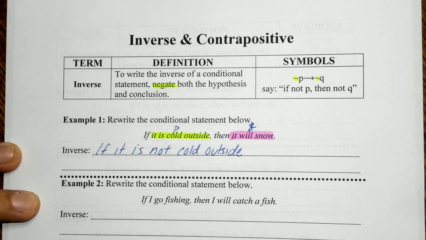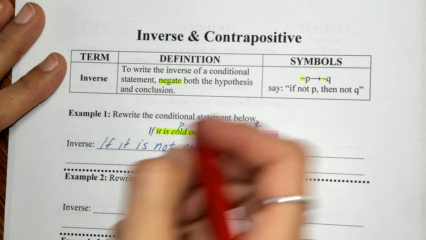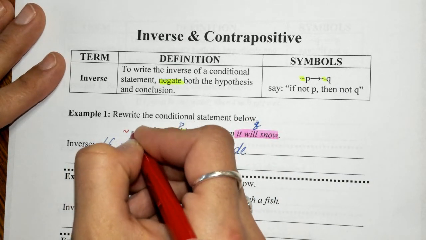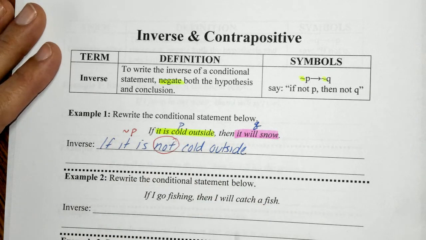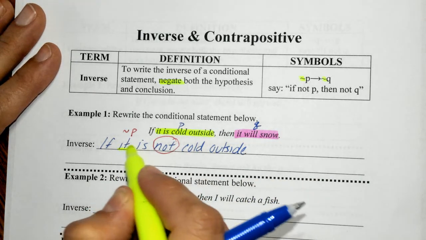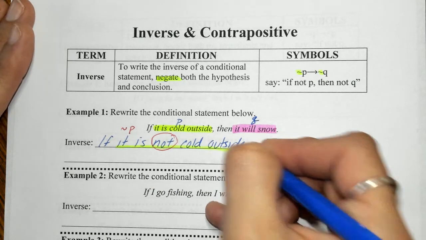You could put if it isn't. You can put the contractions, that's fine. But we need to see that this right here is the negated hypothesis because of that word not. And we're still using the hypothesis first. All we're doing is just negating.